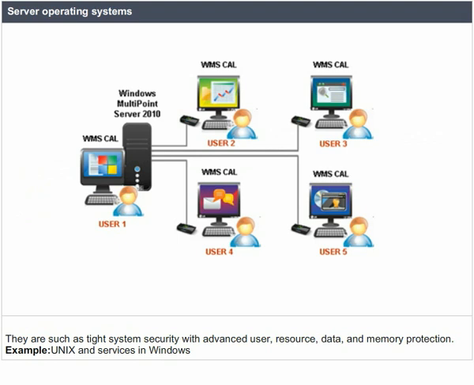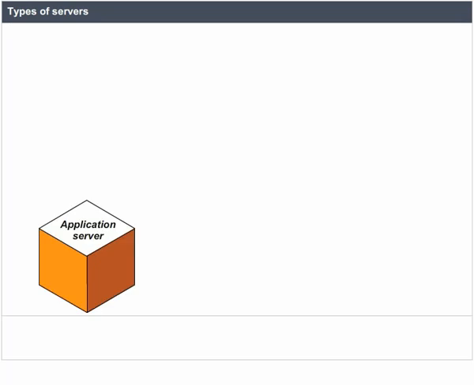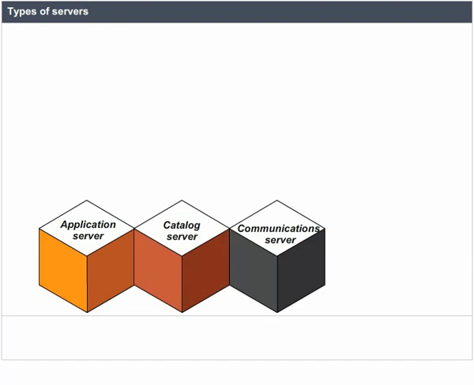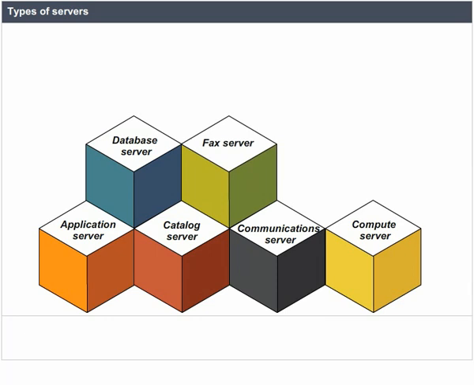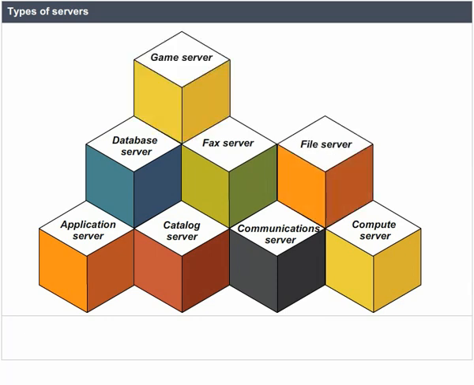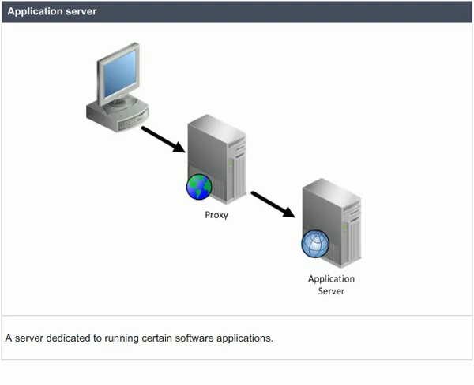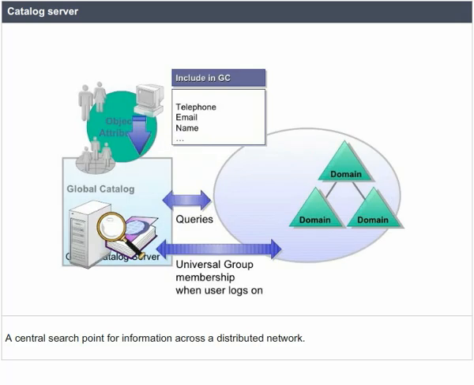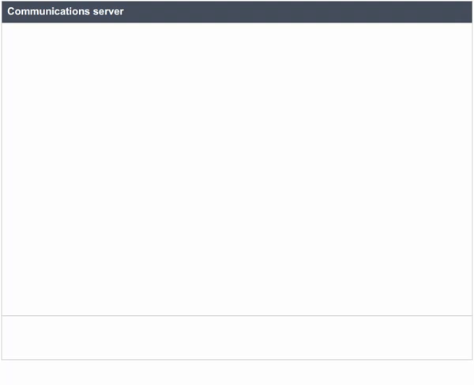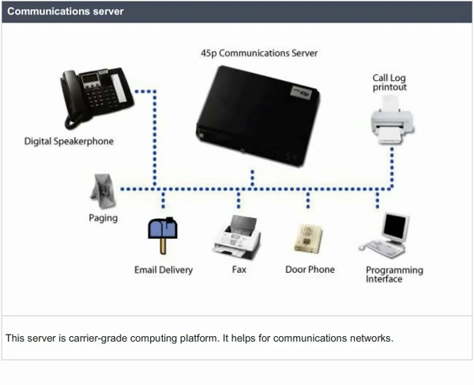Types of servers: application server, catalog server, communications server, compute server, database server, fax server, file server, game server. Application server: a server dedicated to running certain software applications. Catalog server: a central search point for information across a distributed network. Communications server: this server is a carrier-grade computing platform. It helps for communications networks.